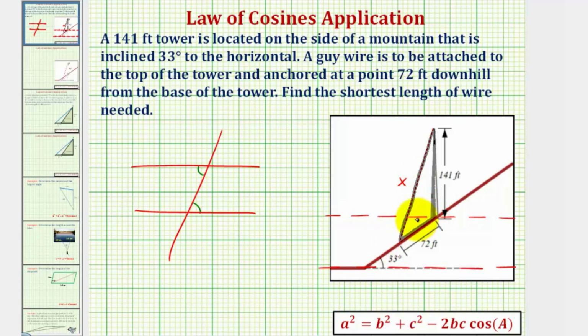So this angle measures 33 degrees, but also notice this parallel line forms a right triangle here, where this would be the right angle, which measures 90 degrees. Which means the obtuse angle in this obtuse triangle would be 90 degrees plus 33 degrees, or 123 degrees. So now we know the measure of the obtuse angle in our triangle. This obtuse angle here is 123 degrees.